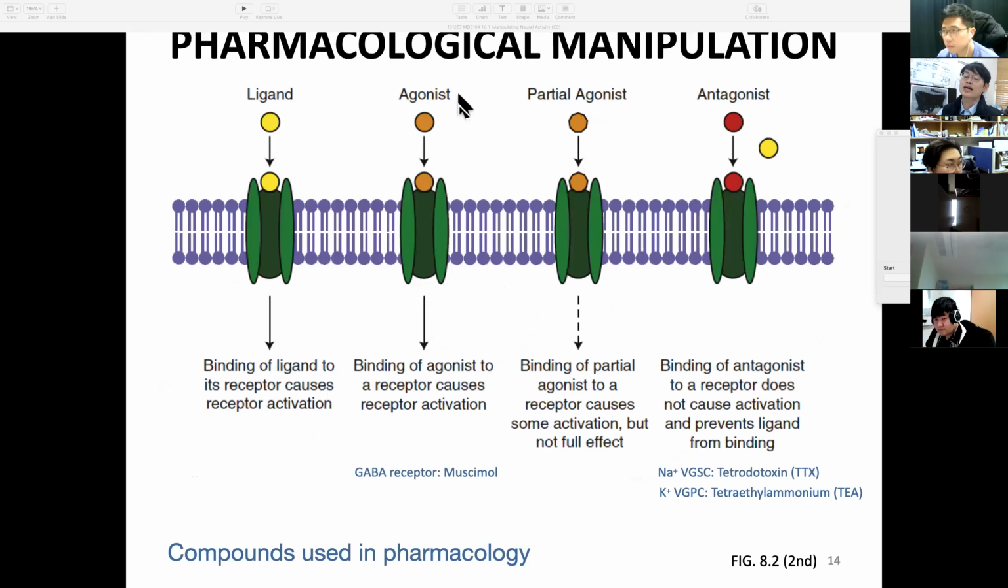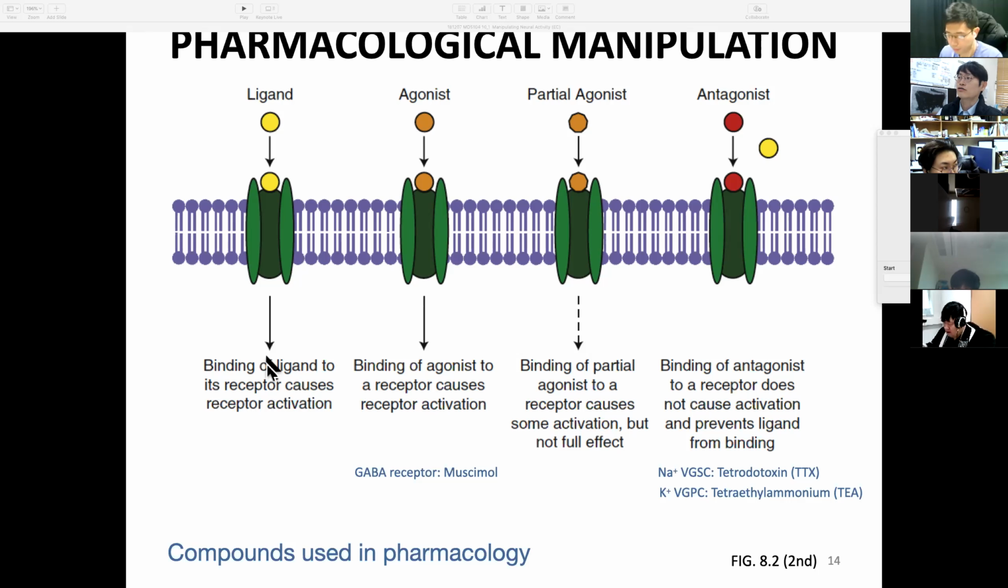All right, so next, pharmacological manipulation. I changed the slide order to make it easier for you. So first of all, many targets of drugs are related to cell membrane-bound receptors, okay? Binding of a ligand causes receptor activation, which will send out an intracellular signaling pathway, which eventually changes cell physiology.